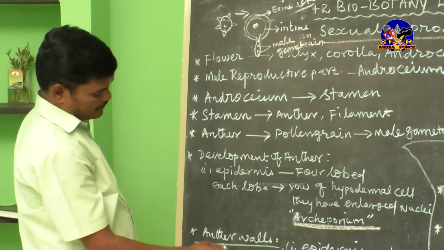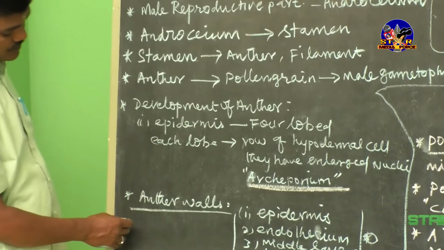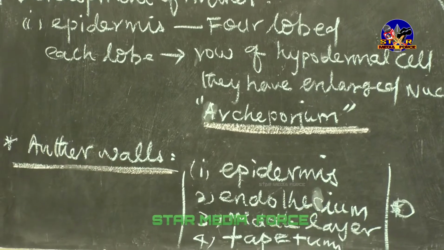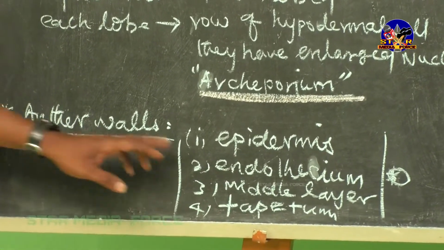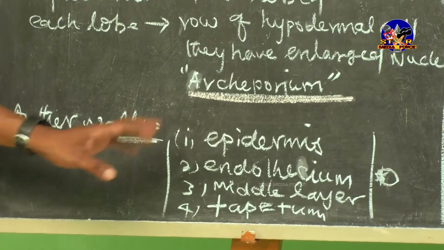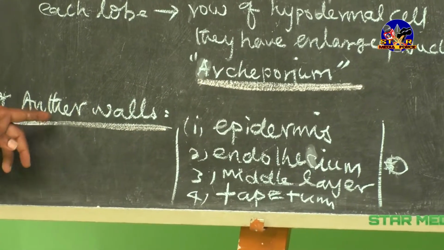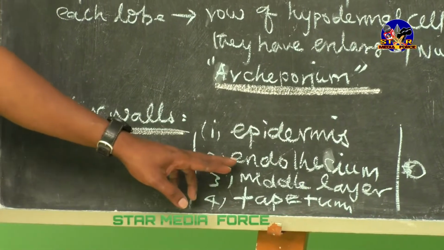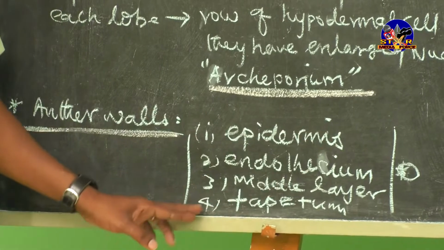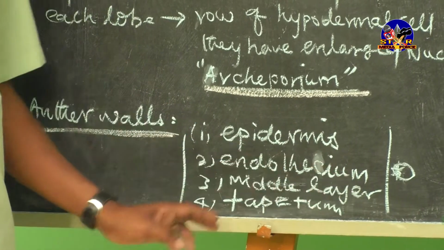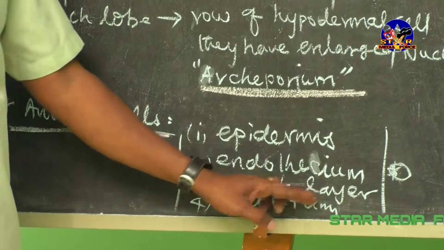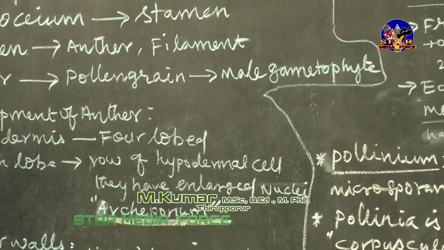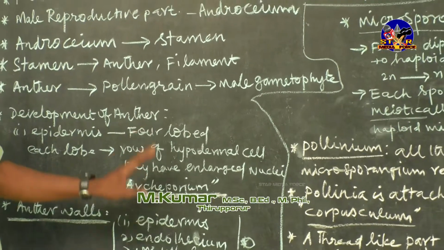See again, the epidermal wall and anther wall is going to be divided in a four-walled manner, that is the anther walls. This is a very important 2 mark, 3 mark question. What are the anther walls? One is the epidermis, another one is the endothecium, third one is the middle layer, and fourth one is the tapetum layer. In our book they have the picture, keep it in your mind.